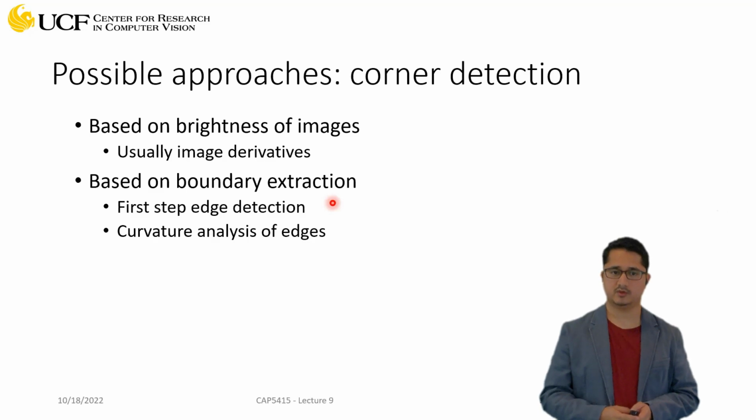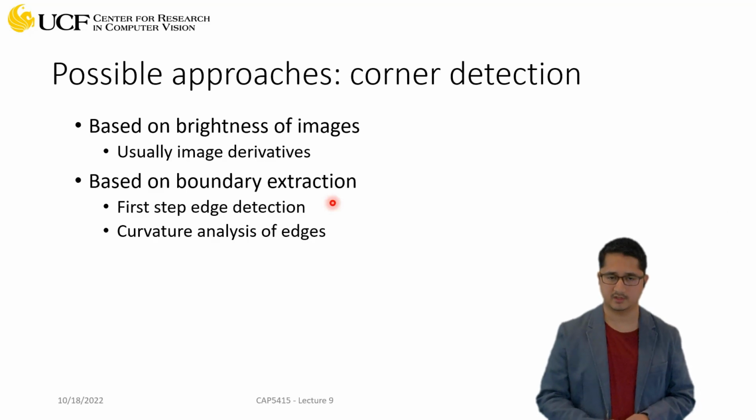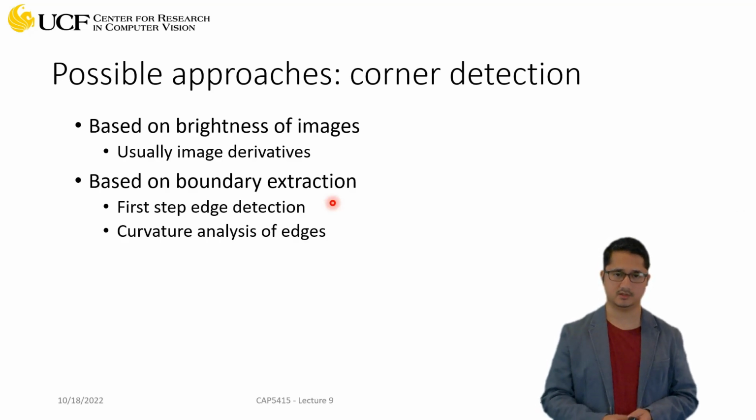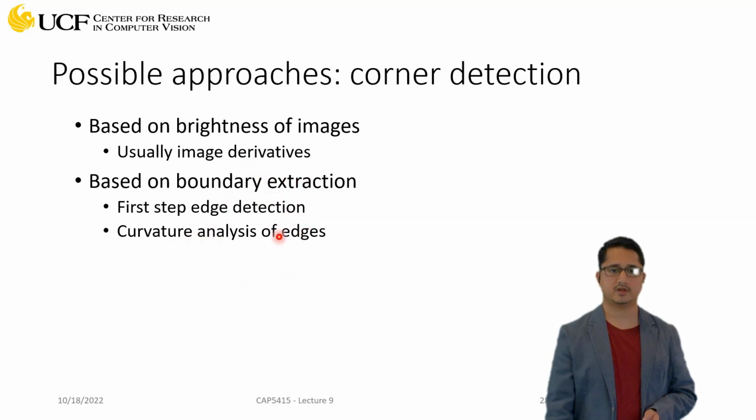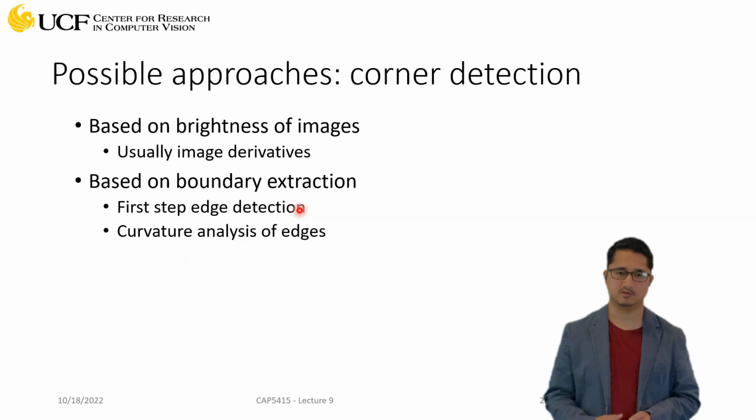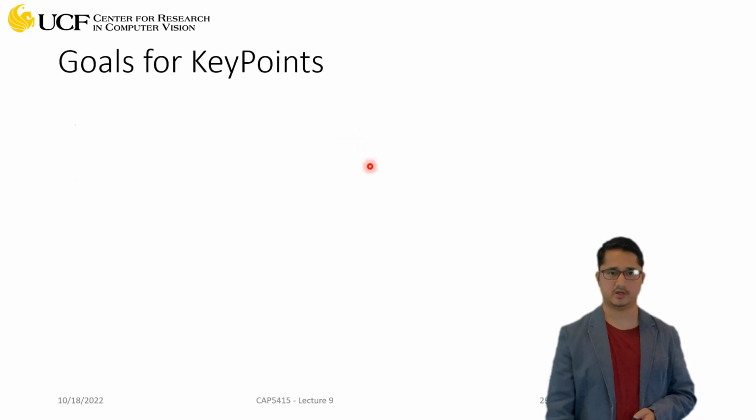And what we do is we try to make use of image derivatives. I think now you are well familiar with how to compute image derivatives and what they represent. So we'll try to make use of those, and we'll also try to extract this boundary to be able to do corner detection.